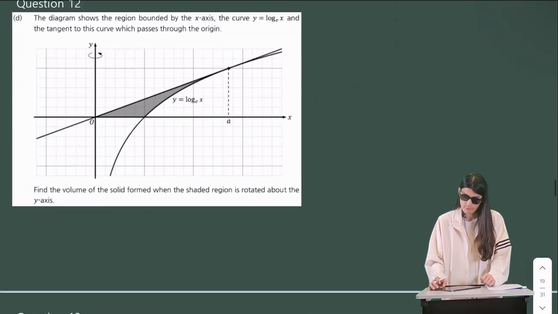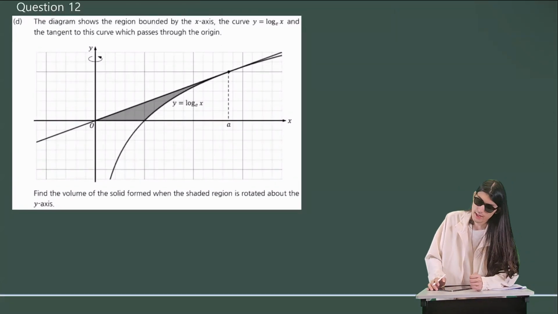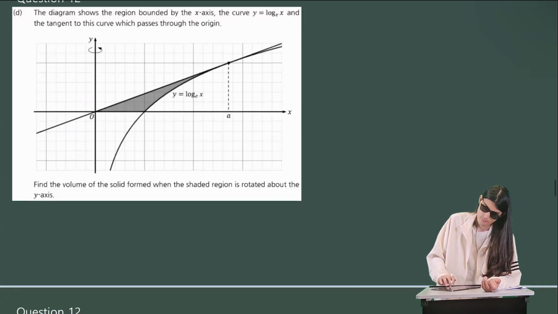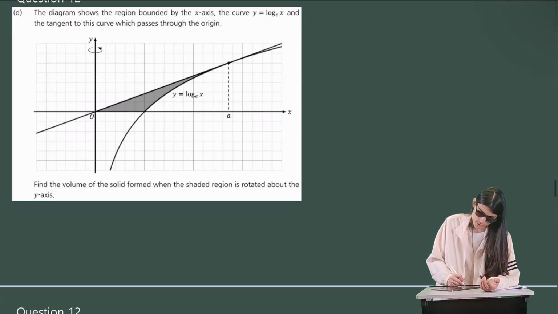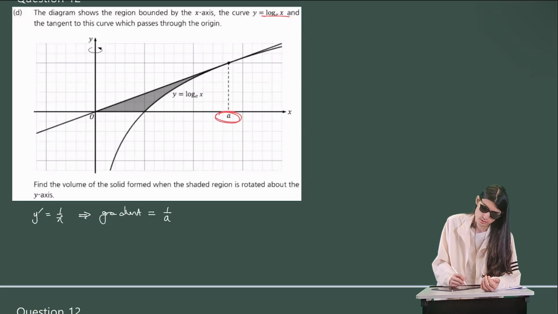Okay. For this one, we'd have to begin by finding the equation of this tangent. And we all know the process of finding the equation of a tangent. So obtain the derivative of the curve first. Derivative of ln x is 1 over x. And the tangent at x equals a can then be said to have a gradient of 1 over a, can't it?